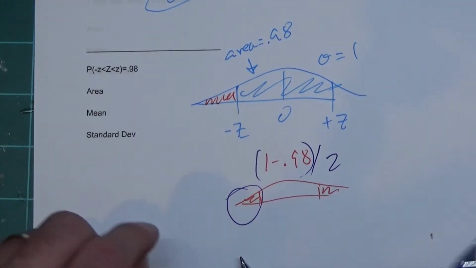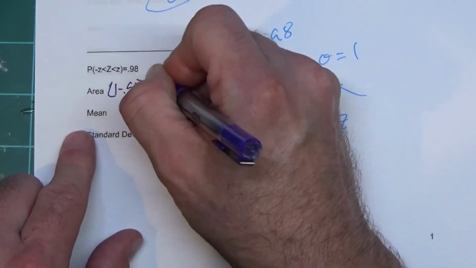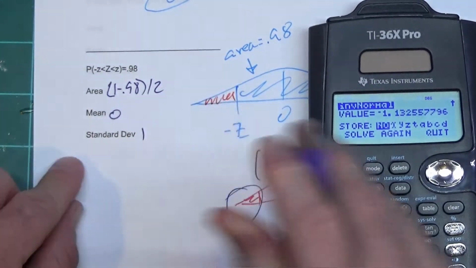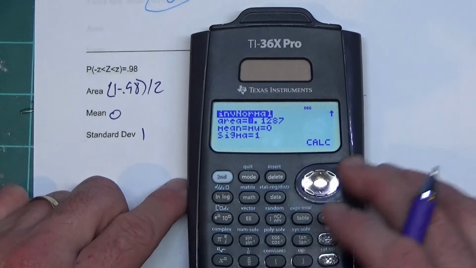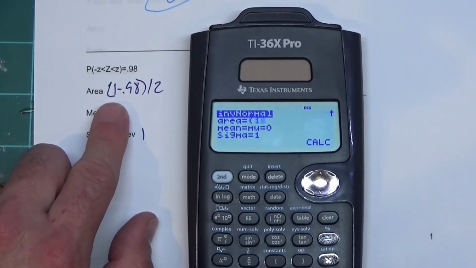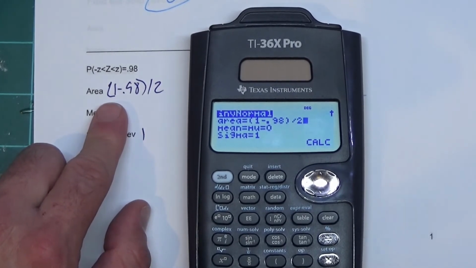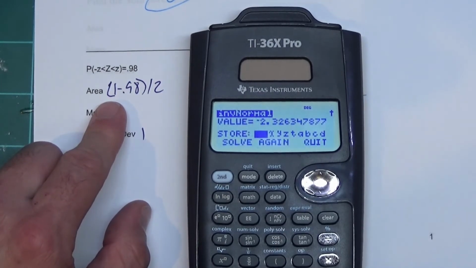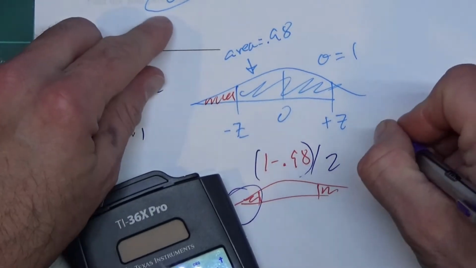And I can type that in the calculator right here, so I can go parentheses 1 minus 0.98 divided by 2. And then again, my mean is 0, my standard deviation is 1, so I grab my calculator. We're going to hit solve again. And now you can type this in. I can put parentheses 1 minus 0.98, close parentheses, divided by 2. Okay? And then my mean is 0, my standard deviation is 1. Hit calculate, and it tells me my answer is negative 2.33.